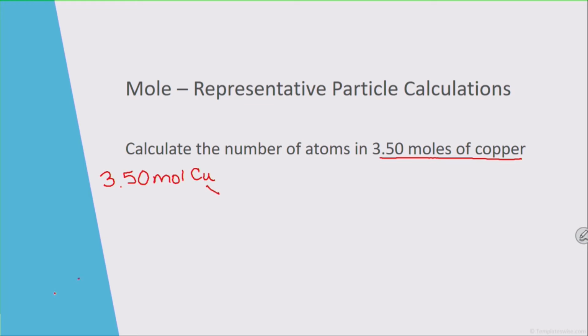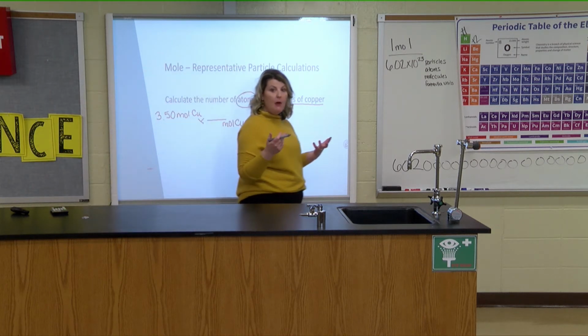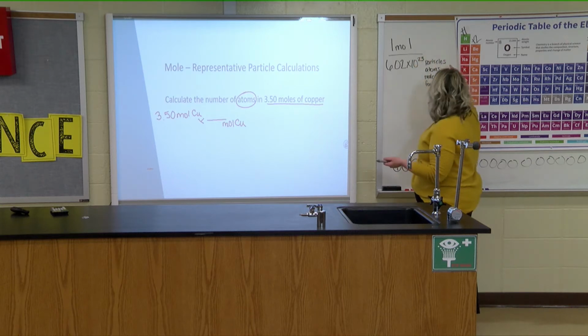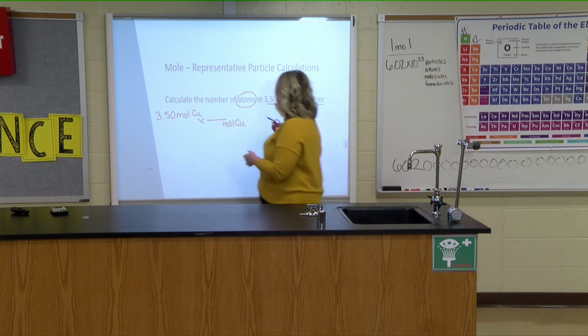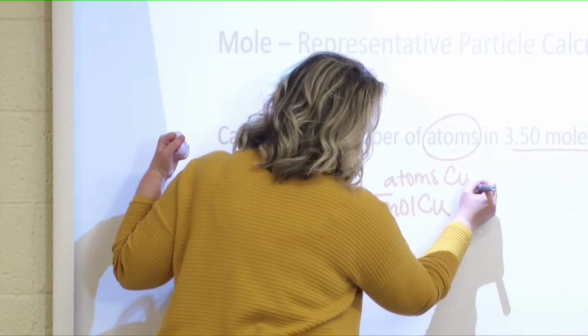The next step is you draw an X and a line. The next step was you take the unit that you're given, which is moles of copper, and you're going to put that on the bottom to cancel out. So we're going to put moles of copper on the bottom. Now, what are we trying to get to? We're trying to get to atoms of copper. And do I have a way to get from moles to atoms? The answer is yes. It's right here. I can go from moles to atoms. So on the top, I'm going to put atoms of copper.